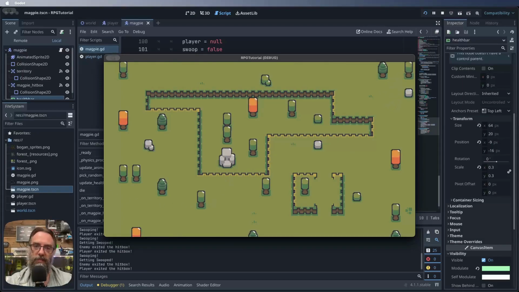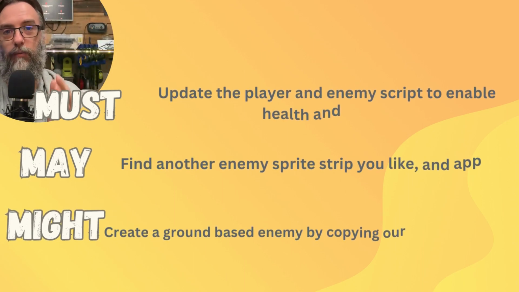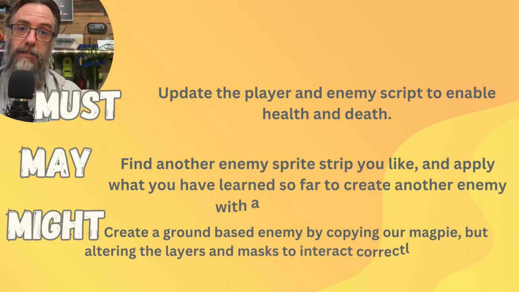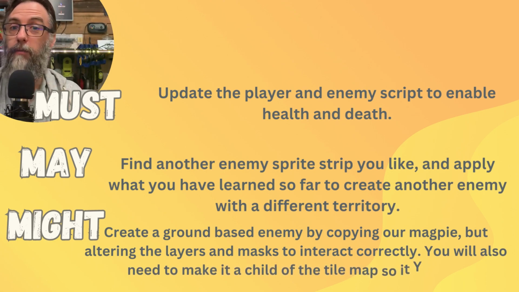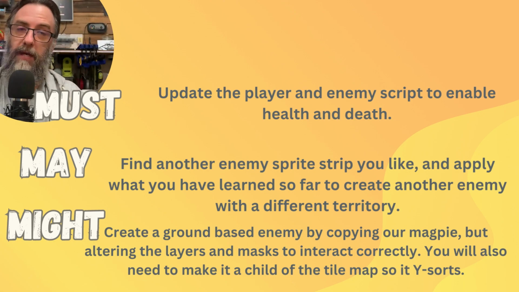So let's have a look at our must, may, might for this lesson. Well, you must update your player and enemy scripts to enable the health and death functions to take place. You may want to find another enemy sprite strip and see if you can't apply what you've learned with the magpie enemy to your own one. Maybe you could set it up in another space. Have different enemies with different variables, so different speeds and attacks and things like that. Something to bear in mind.